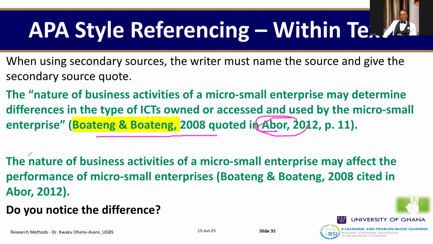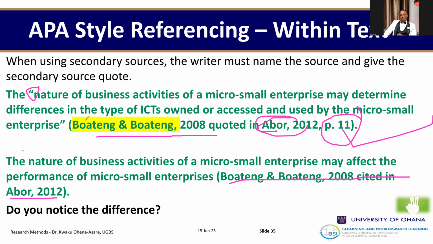This is the same thing, which is not in a quote. So this one will have a page number, but this one actually doesn't have a page number. So you say that Boateng, cited in Abor. So note the difference. The difference between this first one and this second one is that this first one has a double quotation. It's a quotation, and that is why it has a page number. But this second one has no quotation, so there's no page number.